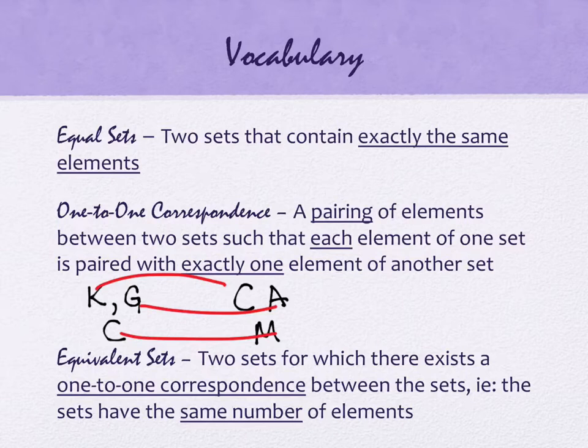sets. They're equivalent. This is one of those unfortunate phrases because when we use it in regular English, equivalent and equal mean the same thing, right? When we're using it in set theory, they don't. Equal means exactly the same, but equivalent just means the same number of things.